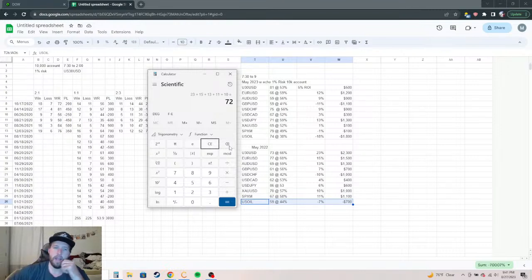I mean, if we have a ton of confidence in the strategy and we're risking 5% per trade, literally all you do is 72 times 5, I mean, 360% return in 1 month, which is insane. I don't even know what to say about that. That is insane.